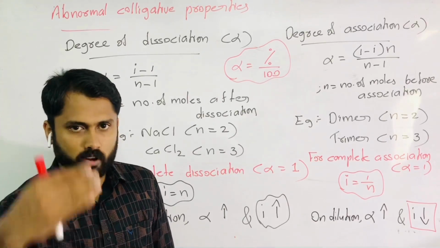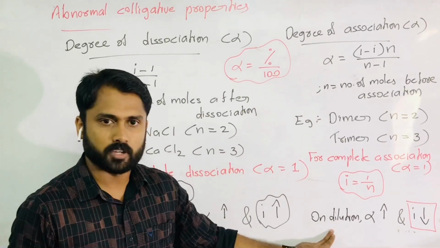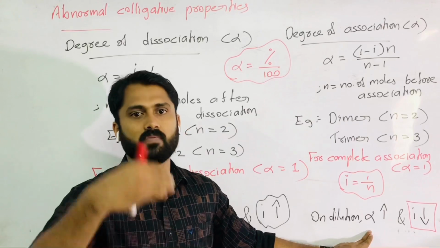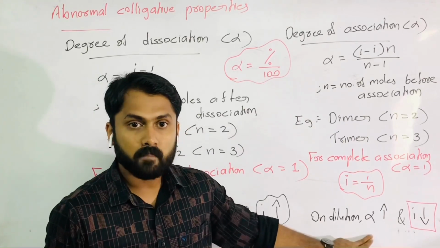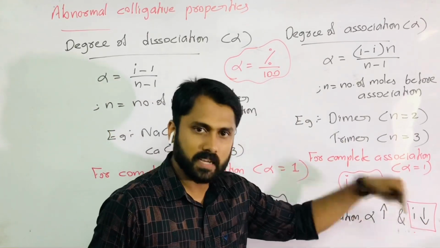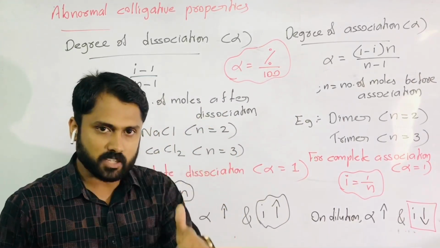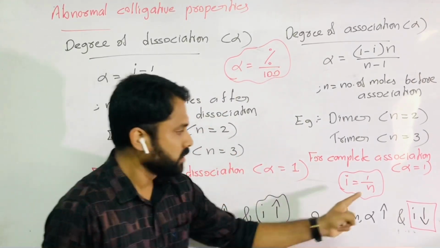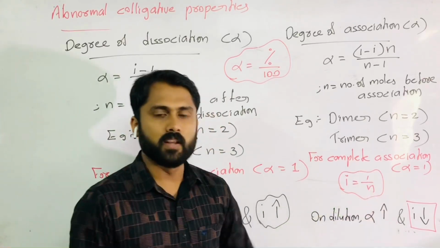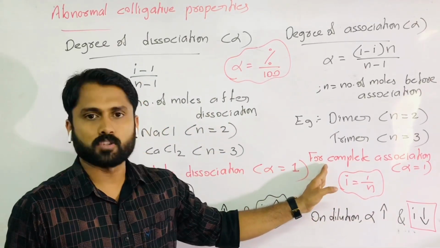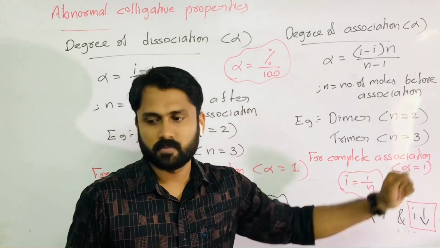If we add more amount of solvent, that is dilution, more association will take place. That means alpha increases, but here i decreases. i decreases to get its minimum value. That value is 1 by n. It is possible if it undergoes complete association.